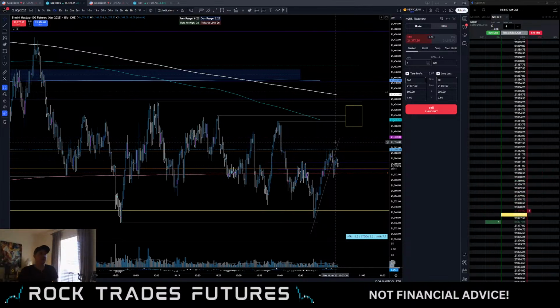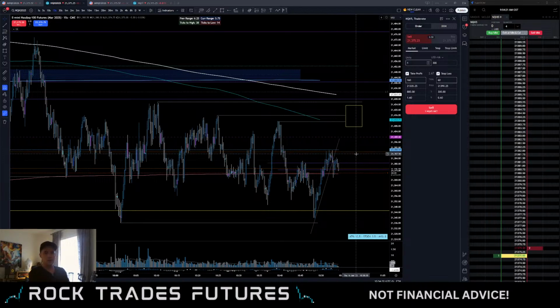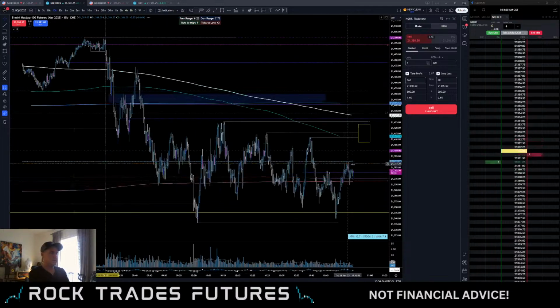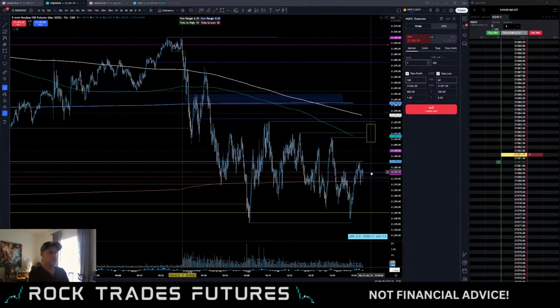All right, I like that. It's not pushing out too far, kind of consolidating, holding up here. What I thought and hoped would be the case. Just making straight lines jagged. Shout out to ICT.